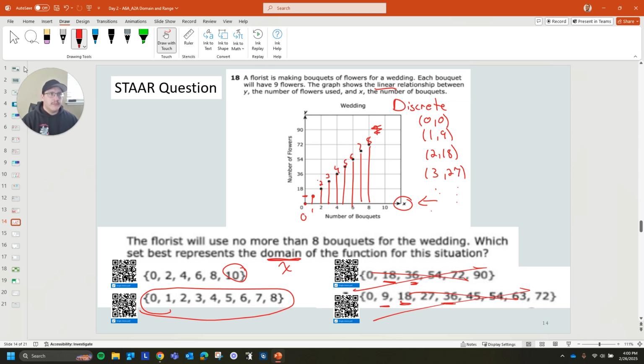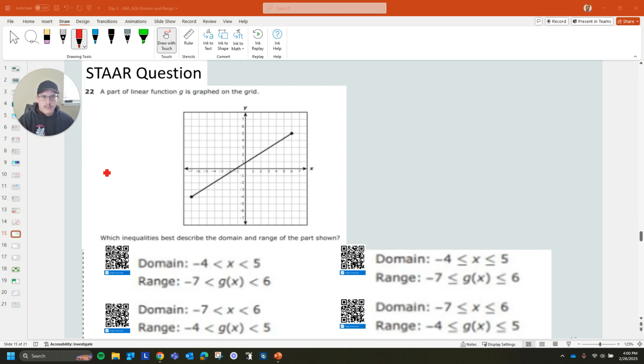And that's your answer. Okay, another example about domain and range. A part of a linear function is graphed on the grid. Which inequalities best describe the domain and range of the parts shown?